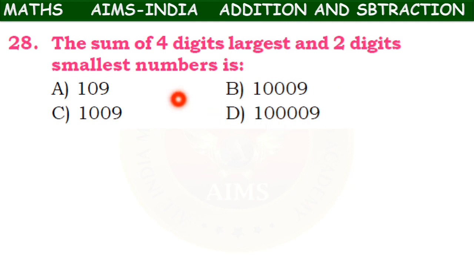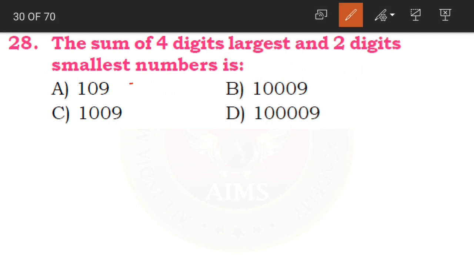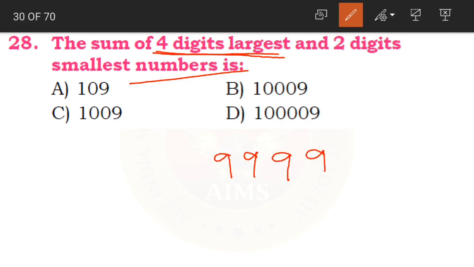Coming to question number 28. The sum of the largest 4 digit and the smallest 2 digit number. See, what they are asking basically is the sum of the largest 4 digit number. What is the largest 4 digit number? That is 9999. Yes, 4 digits. So 4 nines. And the smallest 2 digit number. So 2 digits should be there in the number, right? So the first number will be 1 and the other places will be filled with zeros. So 10 becomes the smallest 2 digit number.